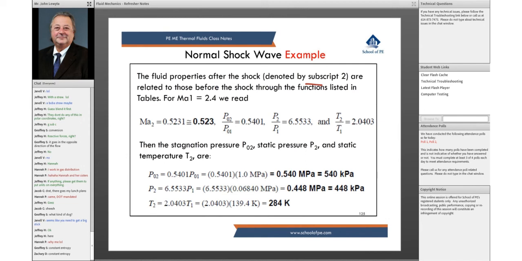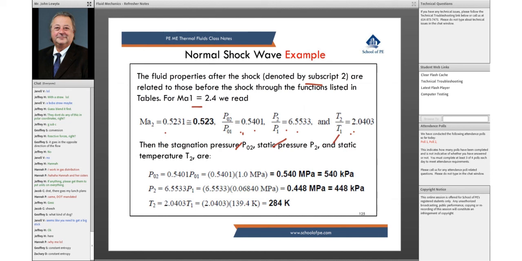You go into the tables and look up a Mach number of 2.4. So we get a Mach number of 0.52 after the shock. Then you have your pressure relationships across the shock wave, P2 and P1, temperatures T2 and T1, and your static pressure. They're asking several different things: the stagnation pressure, the static pressure, and the static temperature. So we have 1, 2, and 3.